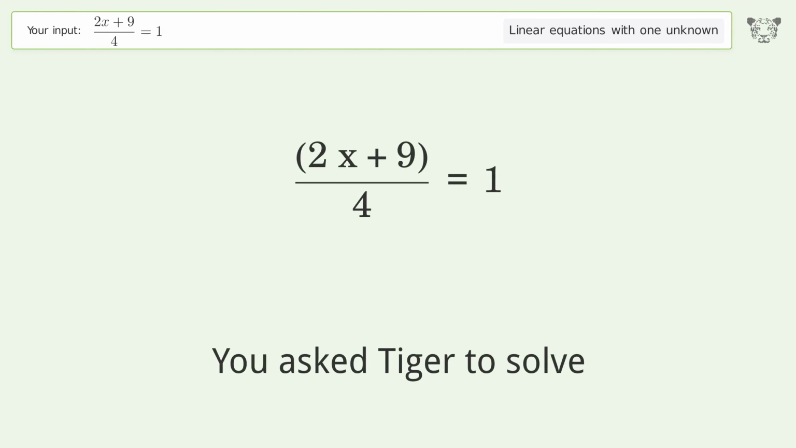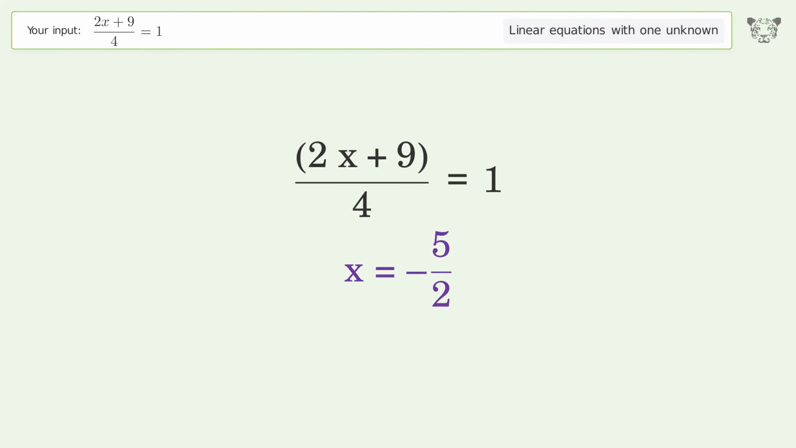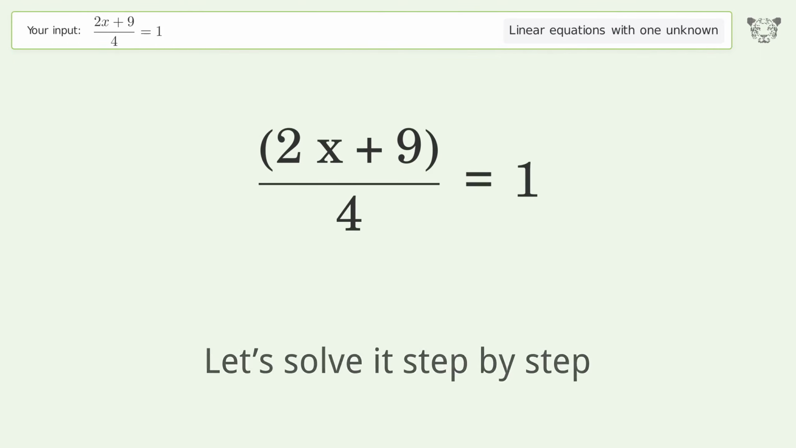You ask Tiger to solve this. It deals with linear equations with one unknown. The final result is x equals -5/2. Let's solve it step by step.